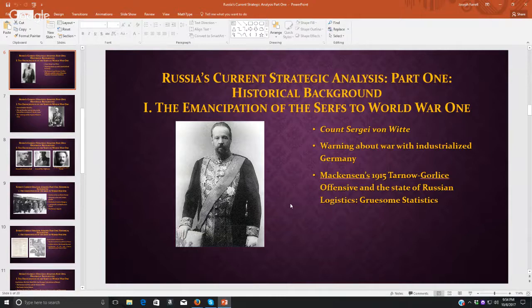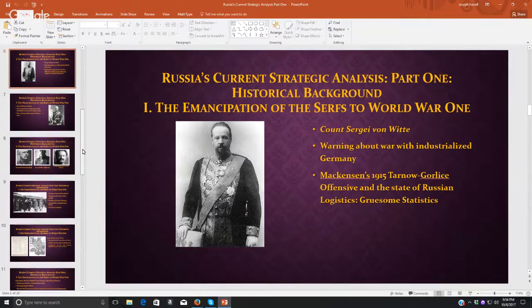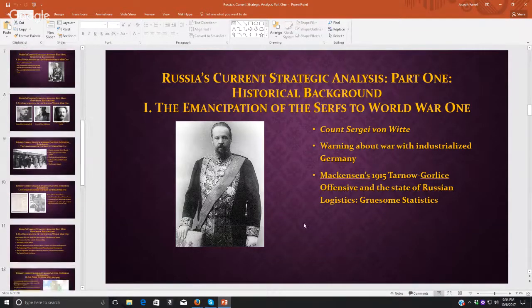So the predictions of von Witte began to become clear almost from the outset of the war. And from Tarnów-Gorlice onward until, with one exception, in 1916, the Russian Imperial Army is basically in one long swan song, one long death ride.